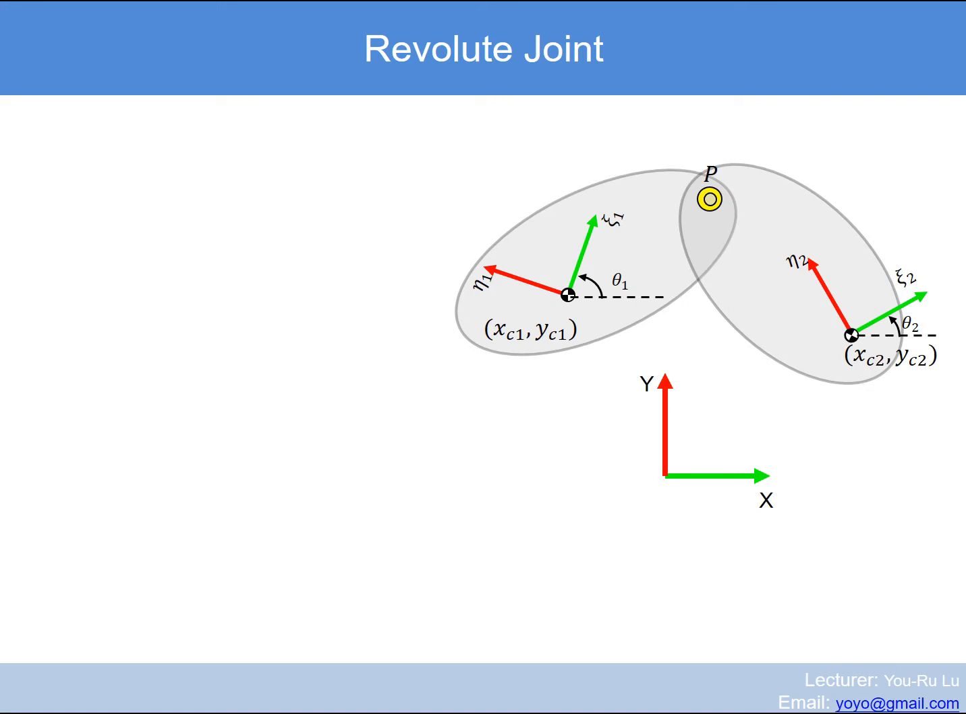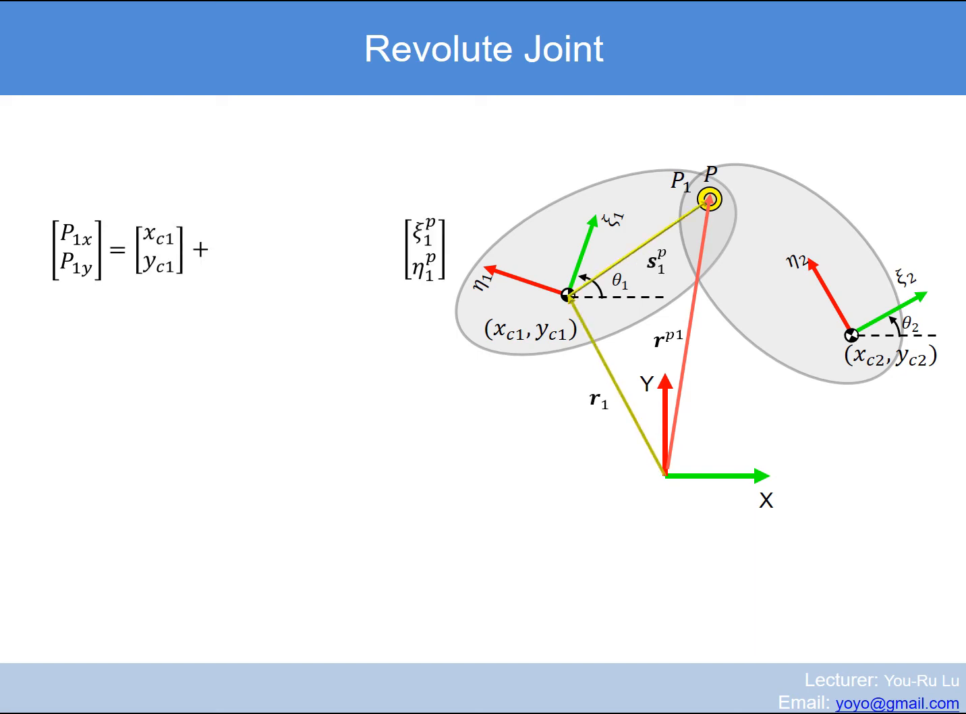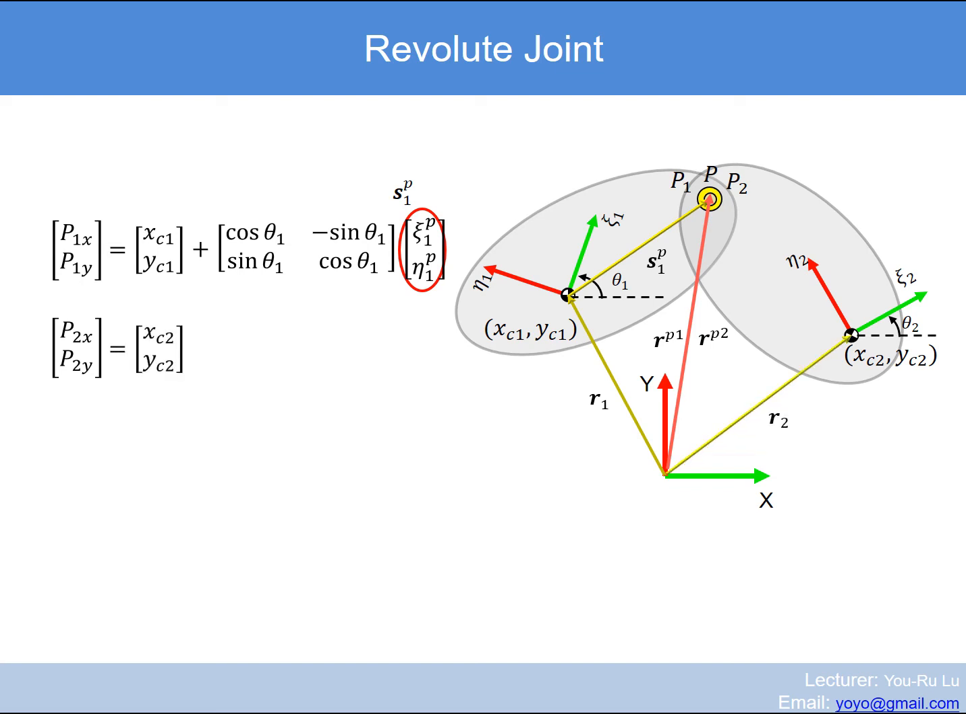For P1, the position (P1x, P1y) is equal to (xc1, yc1) plus the local vector S1P. And since it is a local vector in local coordinates of rigid body 1, you need to multiply the rotation matrix with theta 1. For P2, the position (P2x, P2y) is equal to (xc2, yc2) plus the local vector S2P. And again multiply the rotation matrix with theta 2.